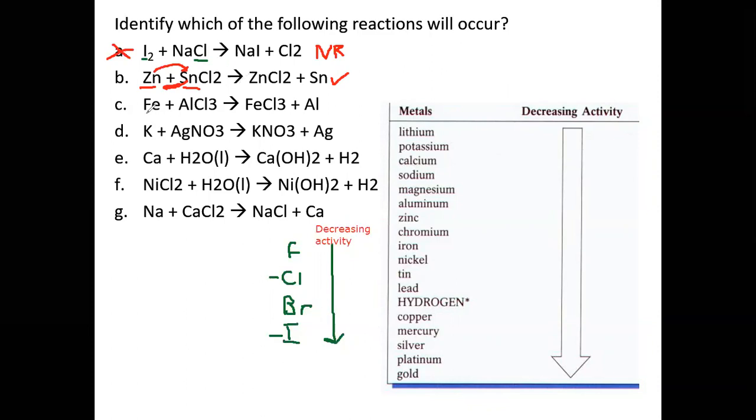Next, in our third example, we have iron plus aluminum fluoride. We want to know, will iron displace aluminum from the compound? So we find aluminum, it's located here. We find iron, it's located here. Since iron is less active than aluminum, no reaction will occur. So the iron will not displace aluminum from the compound, and that's because iron is less active than aluminum.